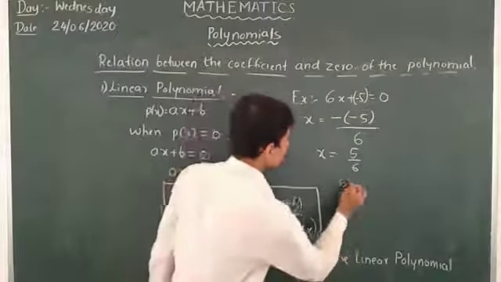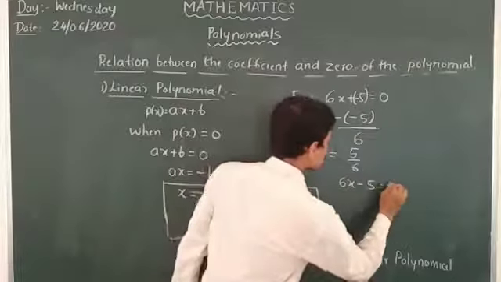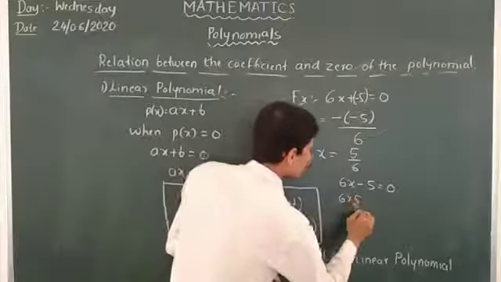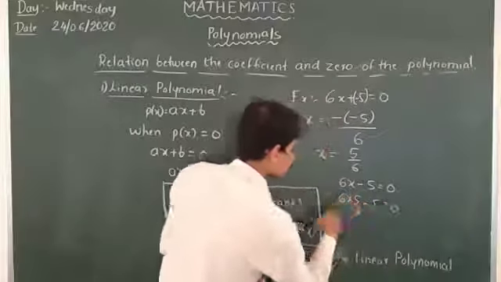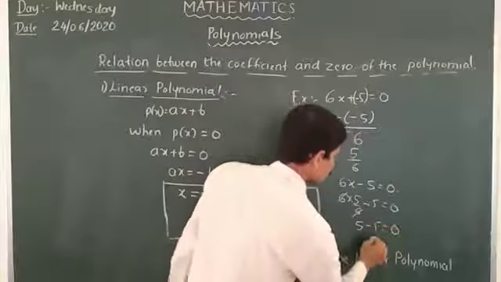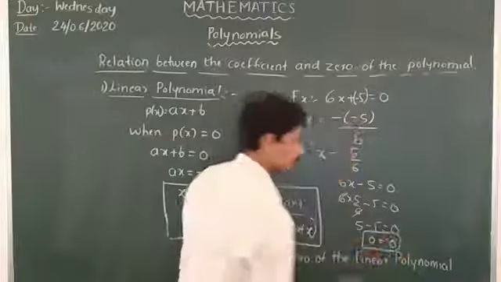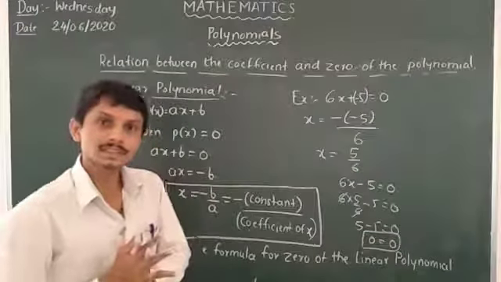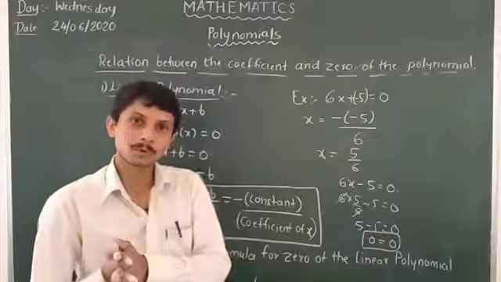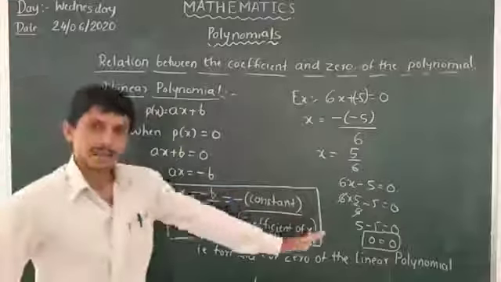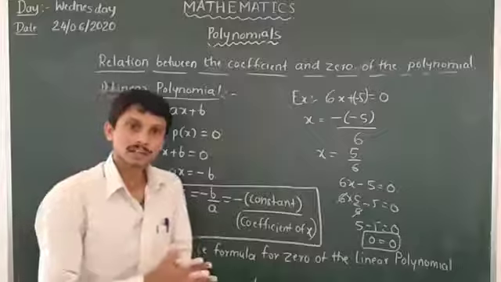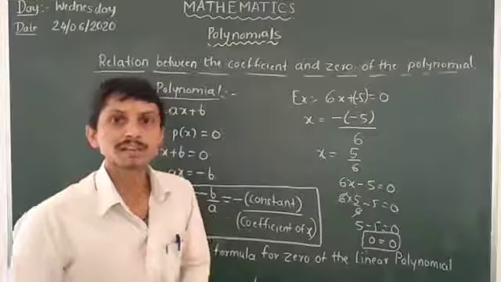When we substitute x is equal to 5 by 6, it will be 0. So let us check. 6x minus 5 is equal to 0. I will substitute 5 by 6 here: 6 into 5 by 6 minus 5 is equal to 0. The 6s cancel, and 5 minus 5 is equal to 0. So 0 is equal to 0. This is the relation between the coefficient and the 0 of the polynomial. From this formula we can take the 0 of the polynomial directly.